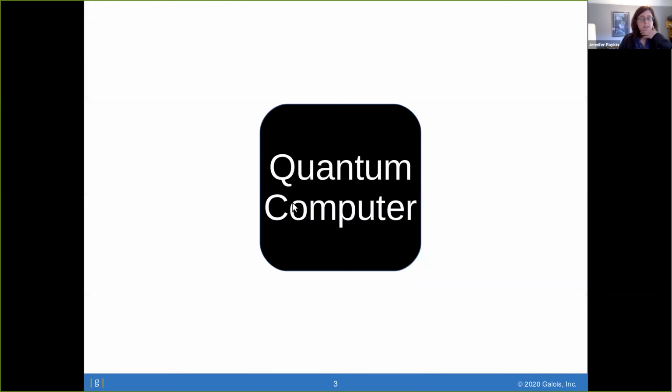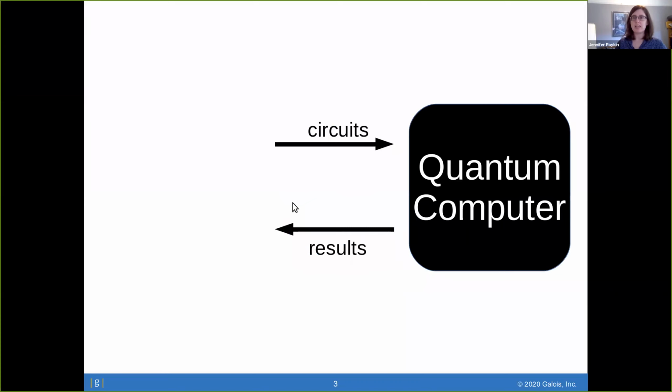I want to start from a shared perspective, and to me, that starts with: how do I interact with a quantum computer? The way I'm going to think about it for the sake of this talk is as a black box that takes in some circuit, which we can think of as instructions, and gives us back some probabilistic measurement results. Okay, so what does that mean?